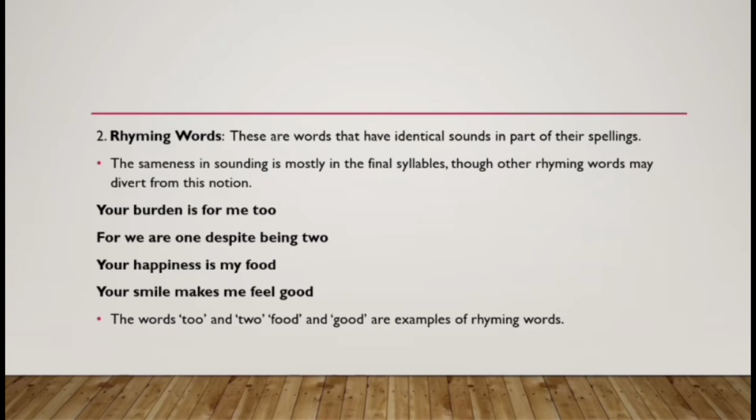Your burden is for me too, for we are one despite being two. Your happiness is my food. Your smile makes me feel good. So the words "to" and "two," "food" and "good," are examples of rhyming words.